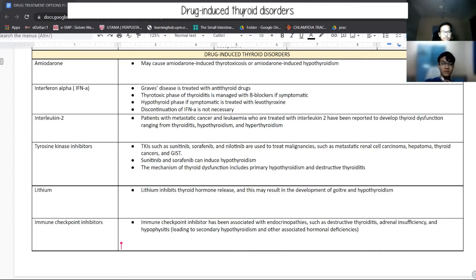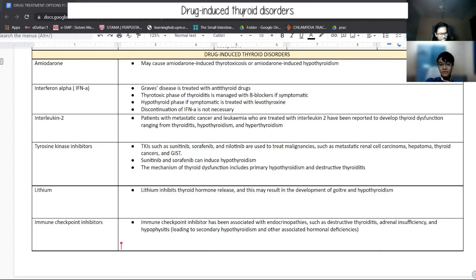So let me start. First we have amiodarone. Amiodarone may cause amiodarone-induced thyrotoxicosis, and also amiodarone-induced hypothyroidism. As my fellow teammate has presented about hypothyroidism, what we have to do is stop the administration of amiodarone, or reduce the administration, and then treat accordingly to what my teammate has presented just now.